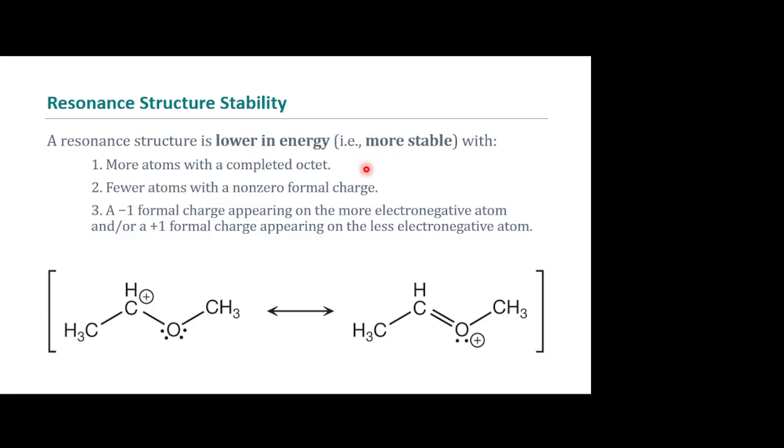Now, more atoms with a complete octet is one of the reasons that you typically get lower energy, more stable structures. Fewer atoms with non-zero formal charges is also another reason. Remember, you're splitting up those formal charges too. Okay. A -1 formal charge appearing on a more electronegative atom and a +1 formal charge appearing on a less electronegative atom is another reason. We see here this positive oxygen that would not be very stable normally. And so what we're actually seeing is this contributes less, this contributes more, but they do share the electron density there. Okay.